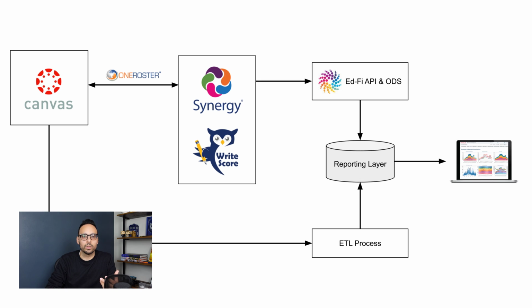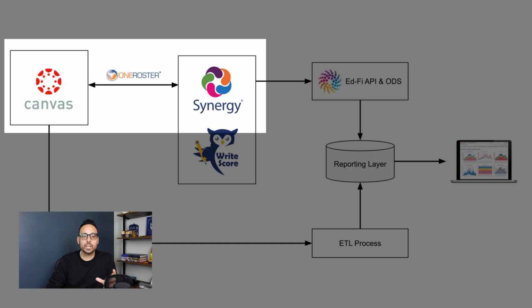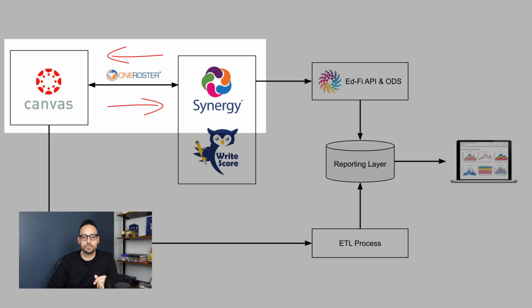In this example, we're looking at Synergy as the SIS and Canvas as the LMS. OneRoster would be used to exchange class roster information between the SIS and the LMS. Then, as teachers are grading things like discussions, quizzes, and assignments, well, that data flows back to the SIS gradebook. And so a teacher gives a student a certain amount of points on an assignment. Well, that assignment shows up in the gradebook and the points are transferred.